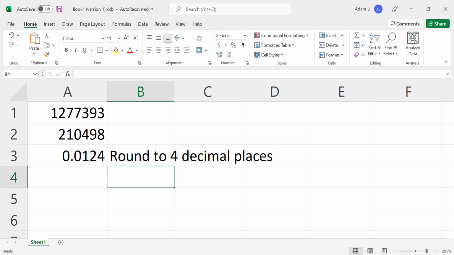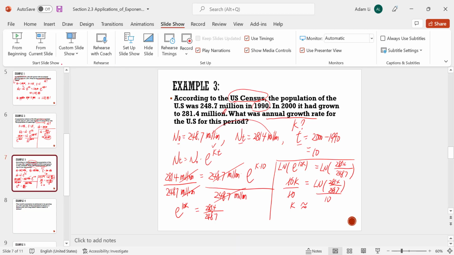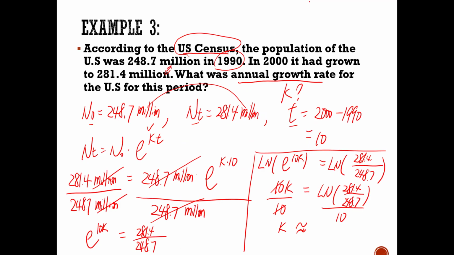Okay, that's a convention, so it's 0.0124. So let's go back, 0.0124, and if you turn it into a percentage, it will become 1.24%. Move the decimal to the right 2 units, insert a percent sign. So it's 1.24% growth rate within these 10 years.